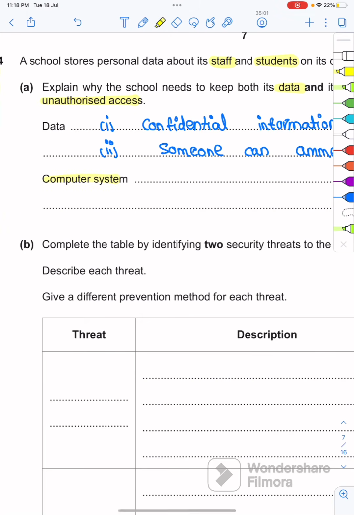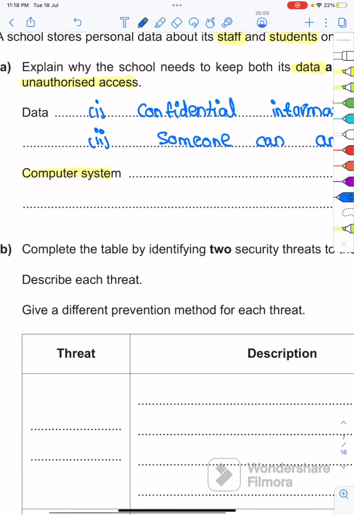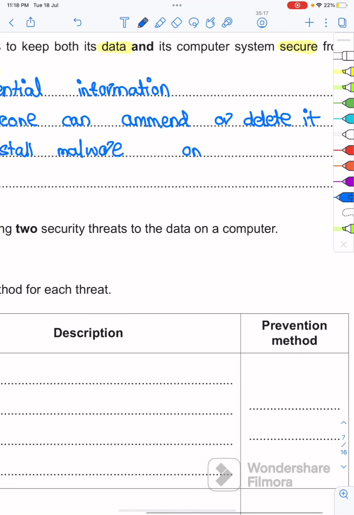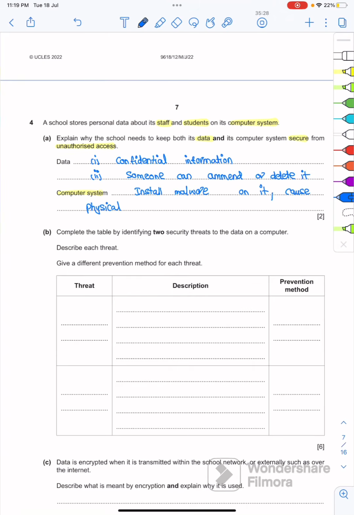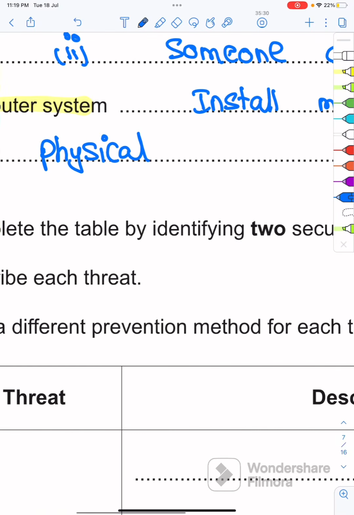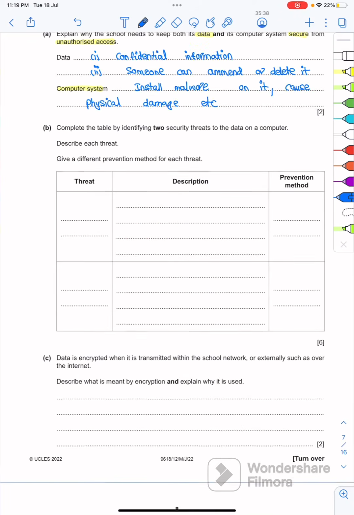Now for the computer system, if an unauthorized user gets access to the school computer system, they could install malware on it, cause physical damage, anything that makes sense in theory, you'll get your mark. Like it's just a general knowledge question.